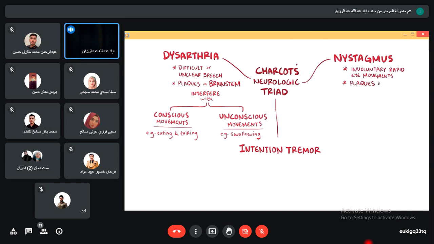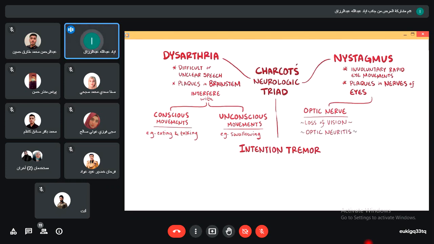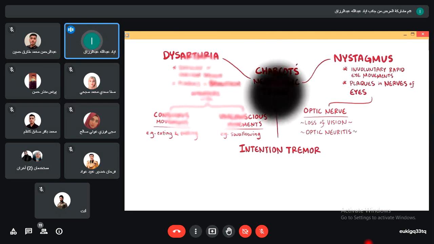Nystagmus is due to plaques around the nerves controlling eye movements. Plaques around the optic nerve cause loss of vision in one or both of the eyes because of damage to the optic nerve, which is called optic neuritis. Sometimes there's blurring or graying of the vision, or alternatively, there might be a dark point in the center of vision.